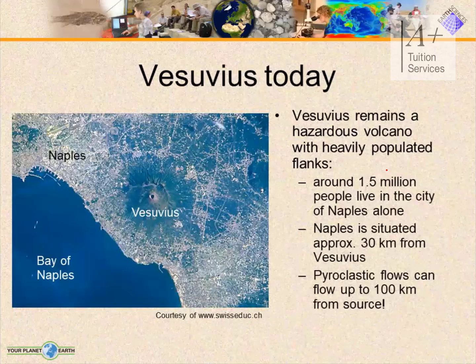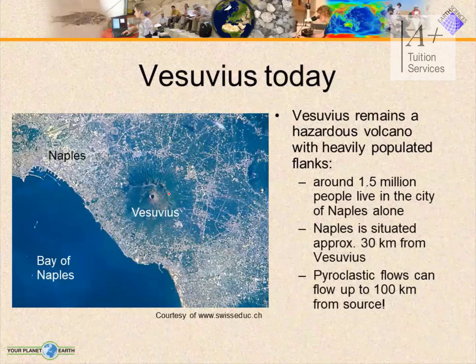Vesuvius today. Vesuvius remains a hazardous volcano with heavily populated flanks. Around 1.5 million people live in the city of Naples alone. Naples is situated approximately 30 kilometers from Vesuvius.